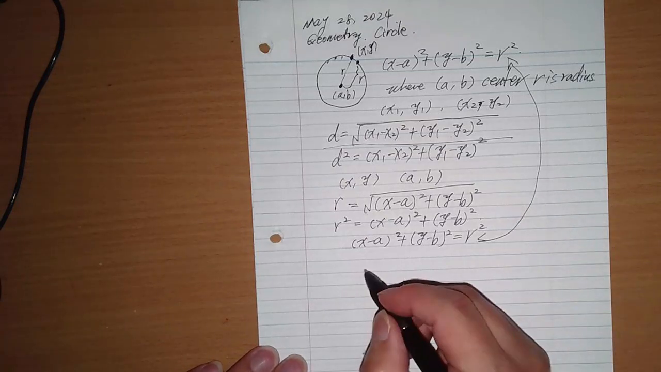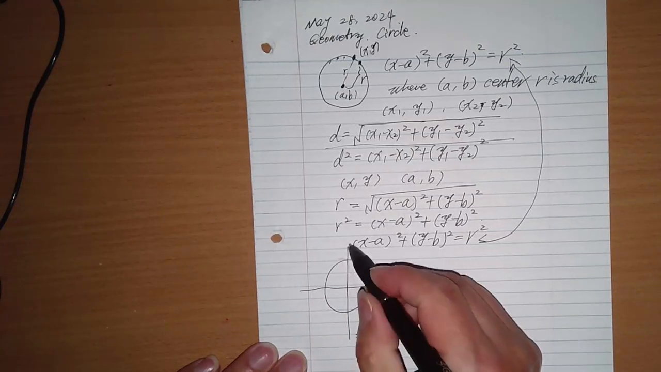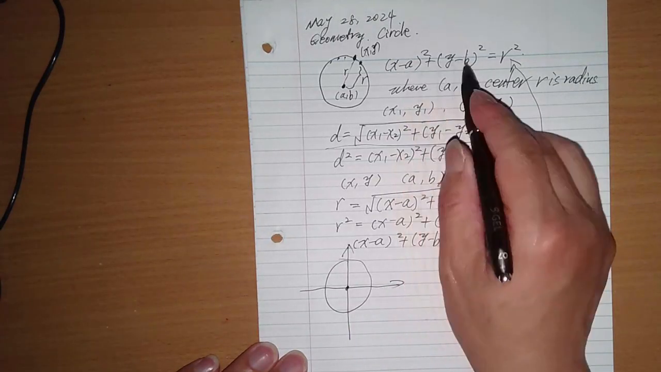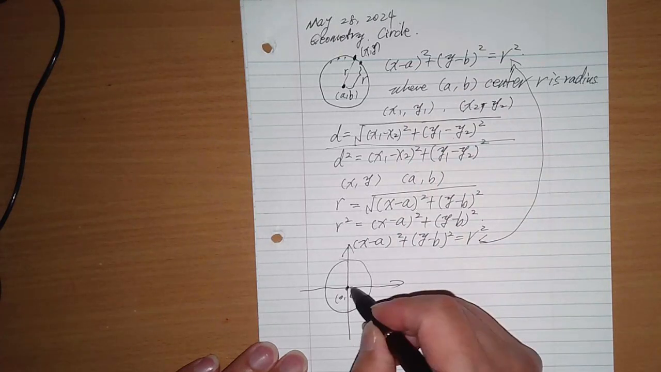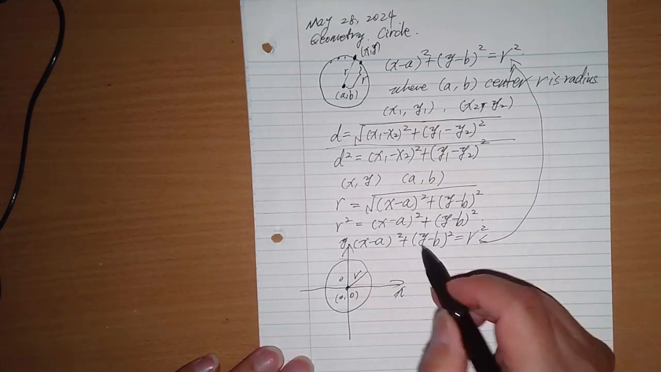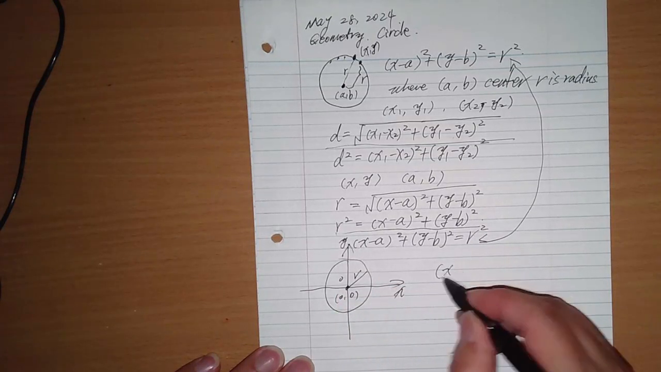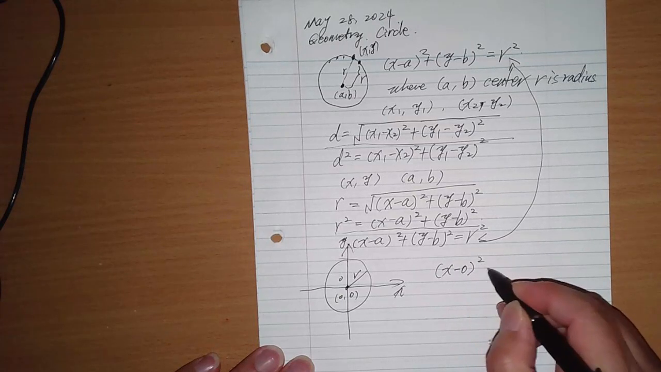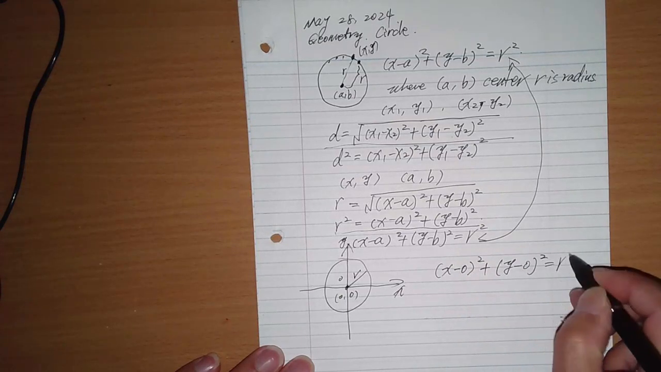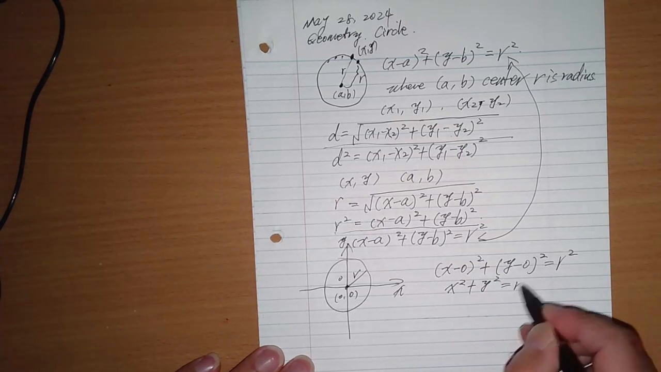So that's the standard equation for a circle. In a specific case, when the circle is at the origin, in other words, a and b are both 0, again, the radius is r. In this case, the equation for the circle can be rewritten as (x minus 0) squared plus (y minus 0) squared equal to r squared. Simplified, we get x squared plus y squared equal to r squared.